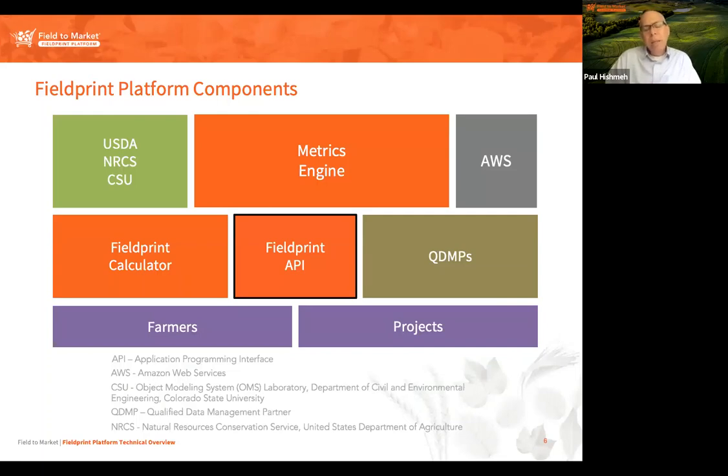So practically that's project administrators and project specialists, maybe sponsors that would interact with our platform. They could be working with qualified data management partners. These are our API partners or outside providers. They could be working with the Fieldprint Calculator. And either way, underneath is the Fieldprint API that we've developed that interacts with our metrics engine, really the calculation for our metrics. We do interact, which I'm going to touch on, with USDA NRCS models, working with Colorado State University, and then we are hosted on Amazon Web Services.